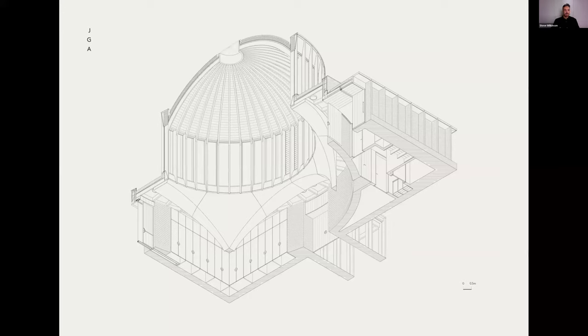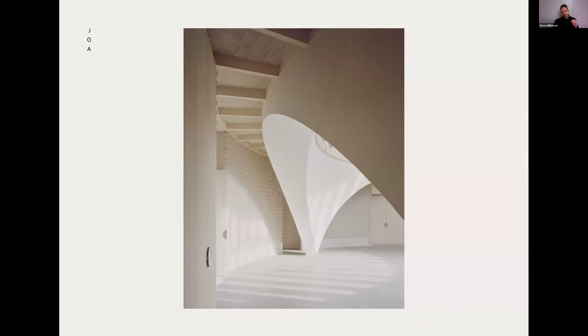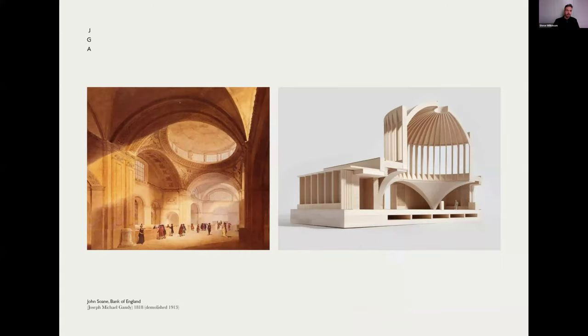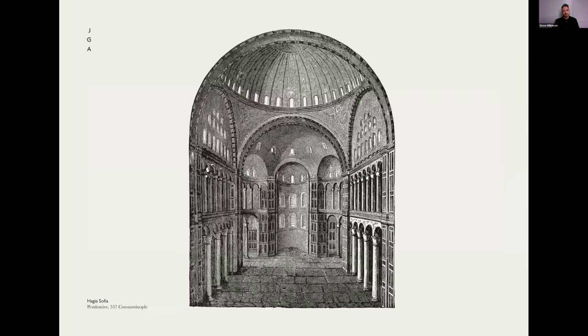We call it the pendentive, which is essentially an elegant double curvature structure that connects back to a rich history of religious buildings. It's really defined as the structural device employed wherever you have a square-based plan supporting a circular dome. And it really refers to these triangulated sections beneath the dome that you can see here. And on the left here, one of the early renderings for the Bank of England by John Soane. And one of the earliest examples, the Hagia Sophia in 6th century Constantinople.